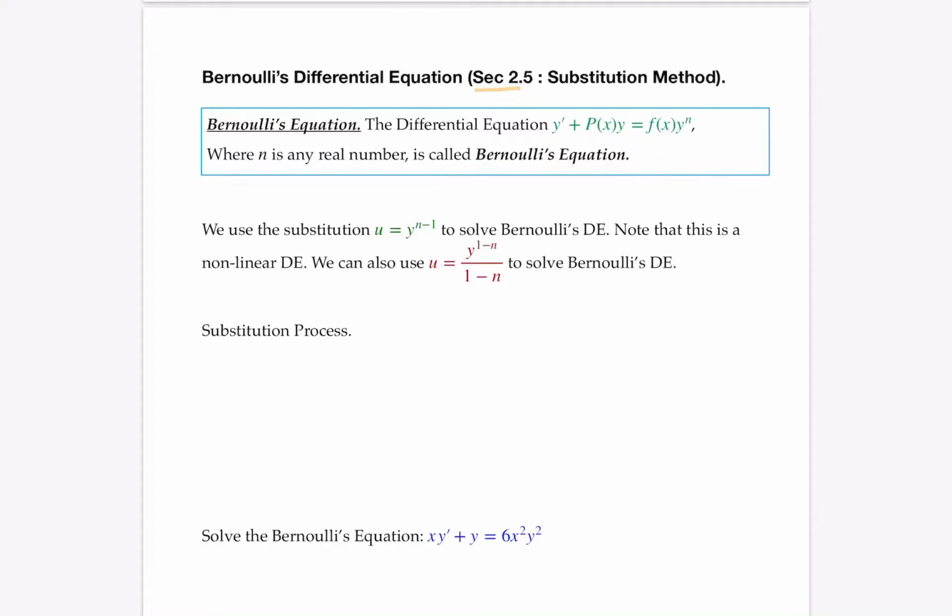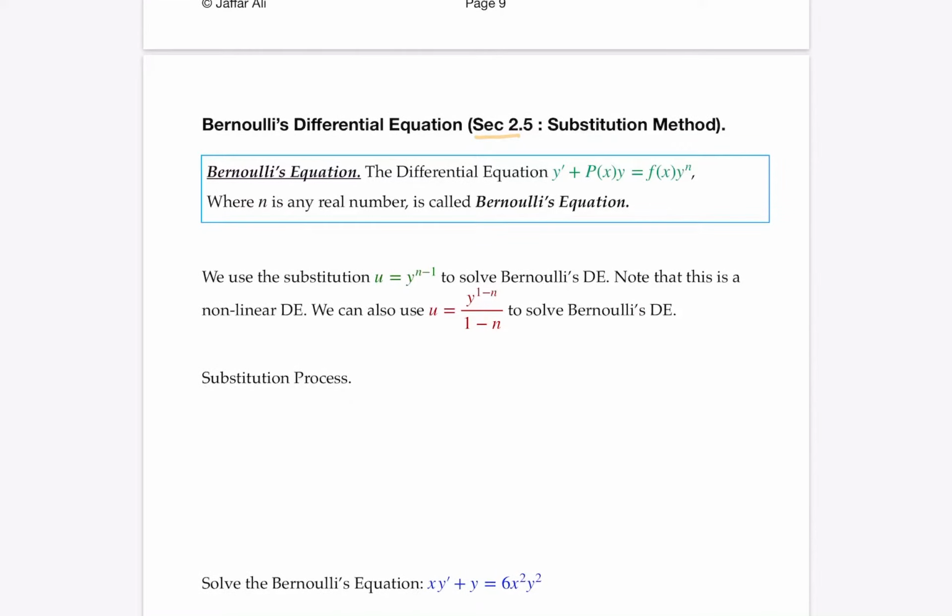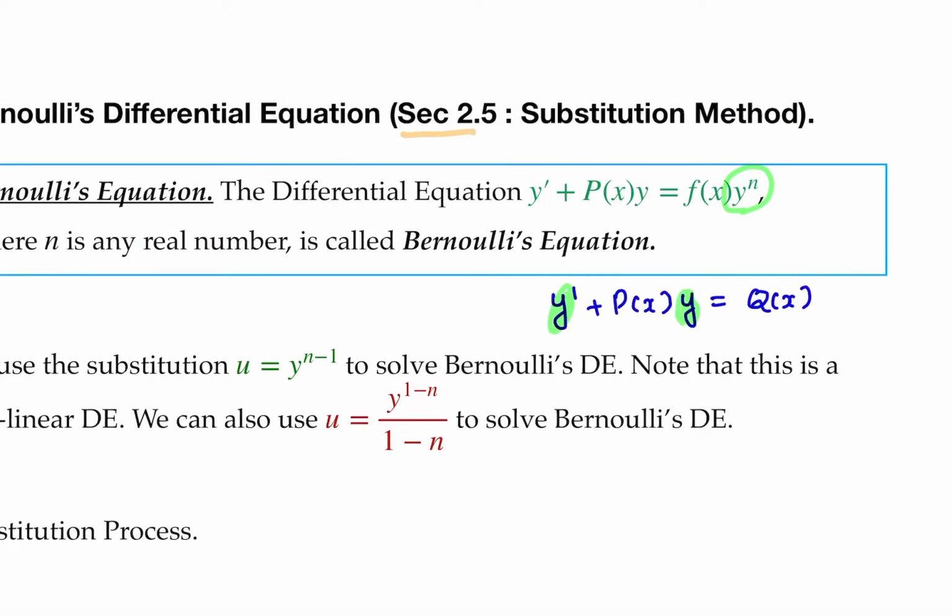If you recollect our first order linear differential equations, they had the form y prime plus p of x times y is equal to q of x. This is linear, because the power of y was 1. But the issue here is that this term right there is actually non-linear. So this is a non-linear term. How do we work with this non-linear term?